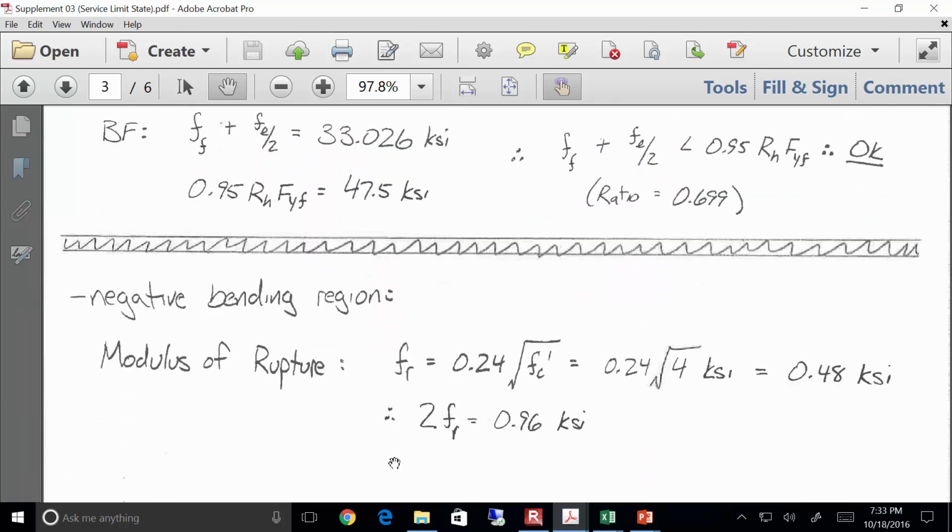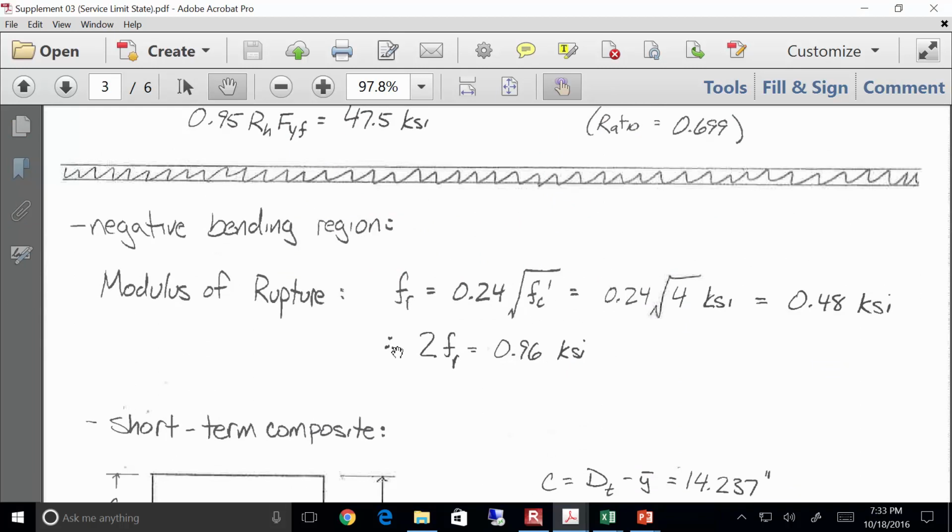Let's look at this. All right, negative bending region. So the first thing that I compute is that modulus of rupture, which if I'm dealing with 4 KSI concrete, this is where you put in KSI and you get out KSI. So the modulus of rupture is about 0.48 KSI. So 2 times that is 0.96. So if the stresses in our concrete deck are less than 0.96 KSI, we can use short-term and long-term sections, which is a good thing. Short-term and long-term sections are stronger, which means the stresses are going to go down. We want to use them if we can. So let's see what happens.